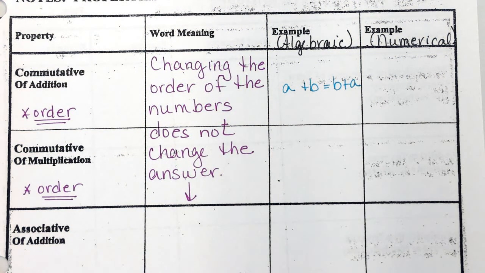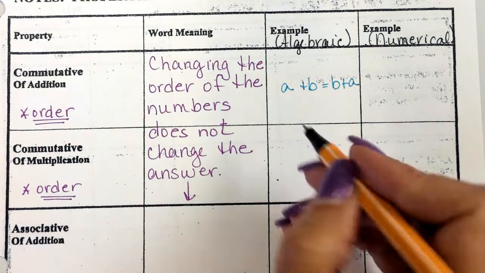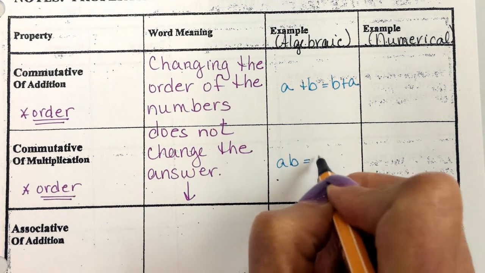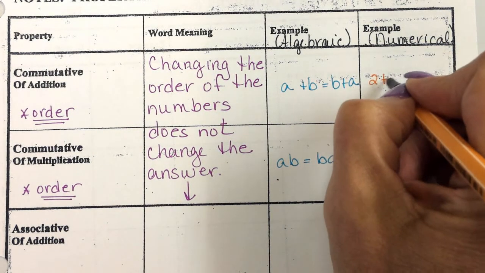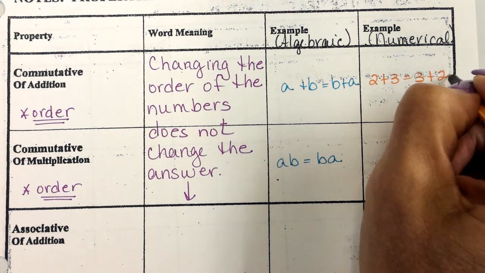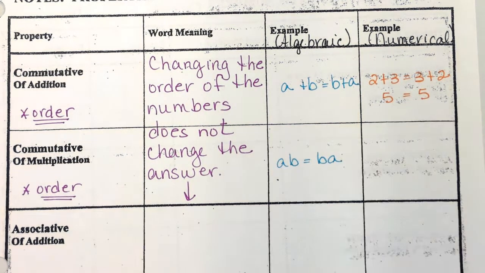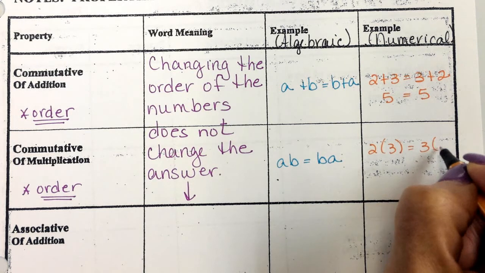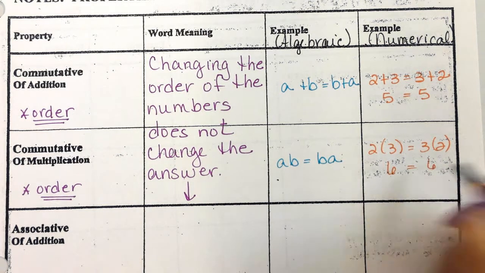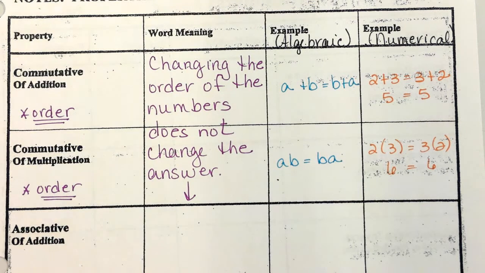So A plus B equals B plus A. As multiplication, it would be A times B equals B times A. So that's the only difference. That's why I just went ahead and made the definitions for both at the same time. Numerically, 2 plus 3 equals 3 plus 2. Both of these equal 5. Numerically, 2 times 3 equals 3 times 2. And this says 6 equals 6. All right, so that is your commutative property of addition and the commutative property of multiplication.